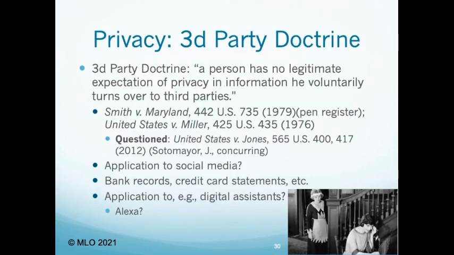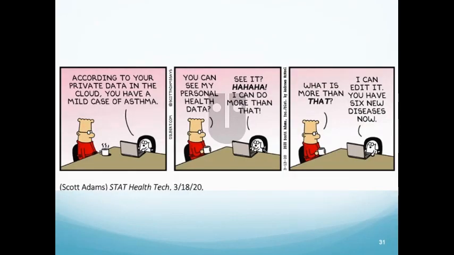In this context, it might be wise to reflect briefly on the third-party doctrine, which under Smith against Maryland says that a person has no legitimate expectation of privacy in information he voluntarily turns over to third parties. In that case, it involved a pen register. Now, Justice Sotomayor questioned that in a 2012 decision. It's not clear whether this doctrine applies to social media, to bank records, etc., but it's even more unclear whether it would apply to AI. If AI is being used in my care, do I have a legitimate expectation of privacy or do I not? We'll have to see. Won't spend any time on this, but Dogbert is telling Dilbert that because Dilbert's records are in the cloud, he doesn't have a single diagnosis, he now has 6.